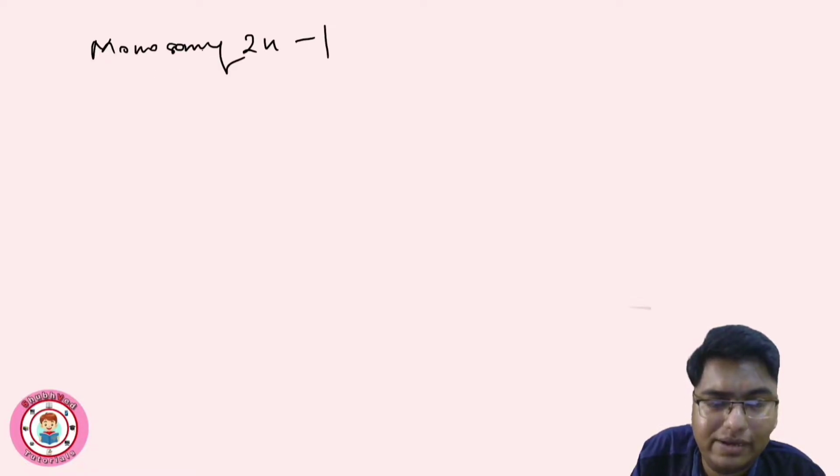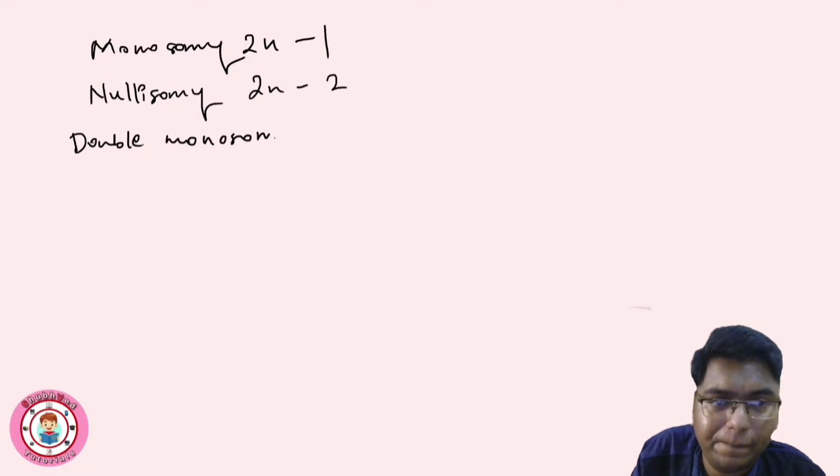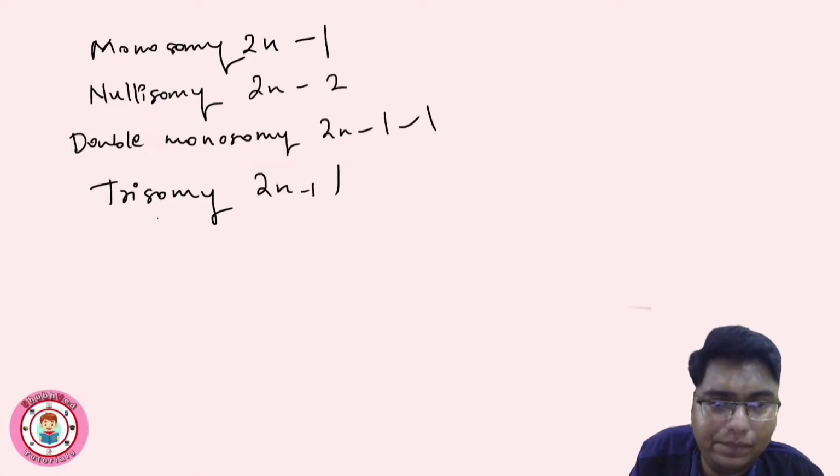So this is non-disjunction, which causes aneuploidy. There are some important words we have to remember. Monosomy means minus one, 2n minus 1. Nullisomy, 2n minus 2. Then double monosomy, 2n minus 1 minus 1. Then trisomy means addition, 2n plus 1. Tetrasomy, 2n plus 2.